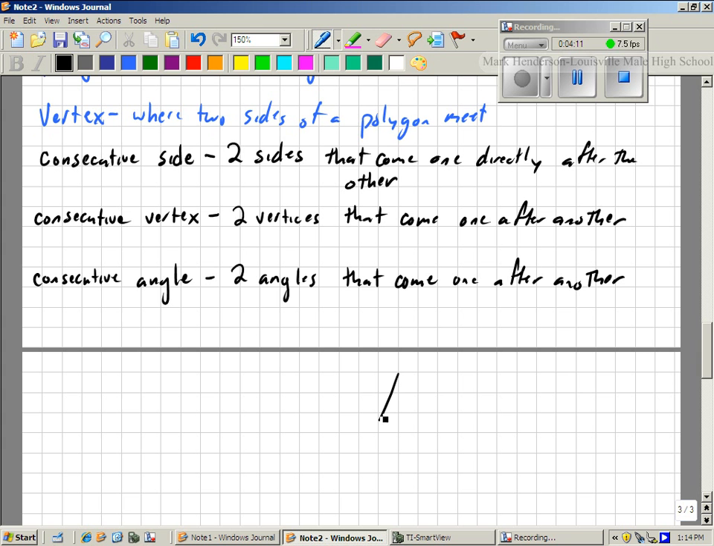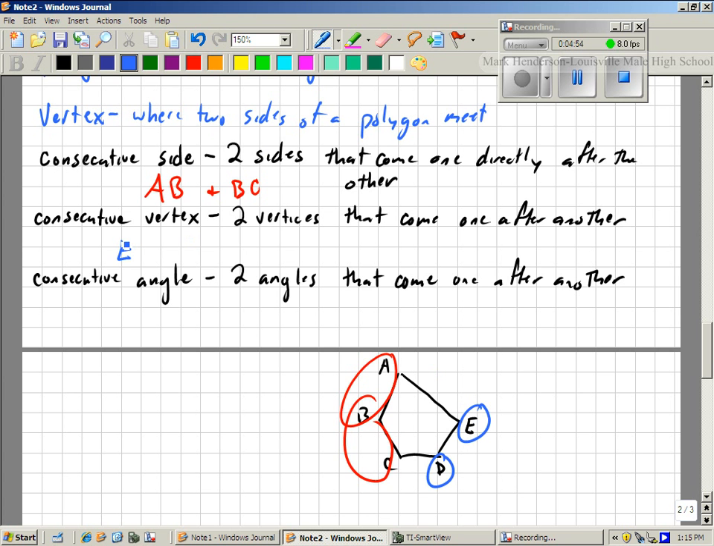So what that means is, let's say I have a picture here. I'm going to draw a pentagon A, B, C, D, E. The consecutive sides here are AB and BC. That's a consecutive side because they come one after another. Could I have rewritten those in the other order, BC and AB? Yes, because it doesn't matter if you go clockwise or counterclockwise. Two consecutive vertices are E and D, because they come one after another. And same with angles. Angle C and angle D are consecutive.